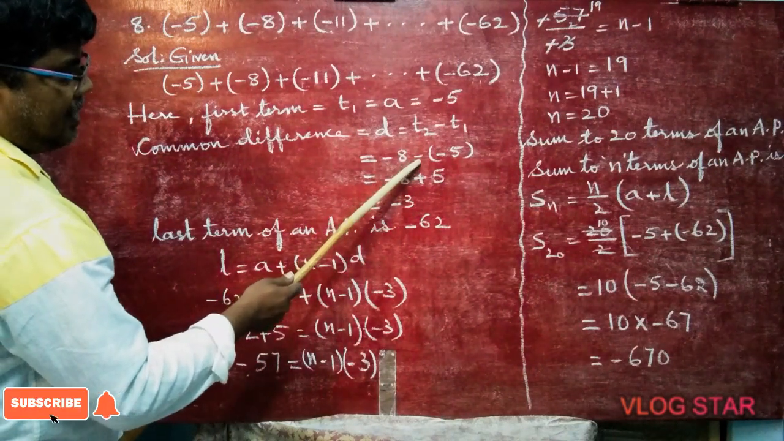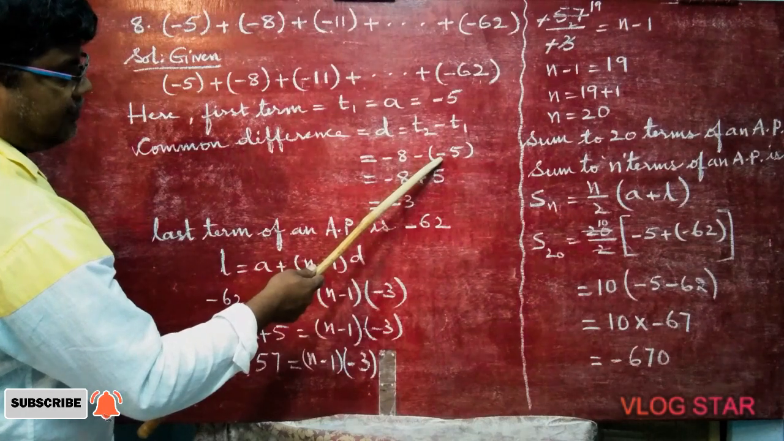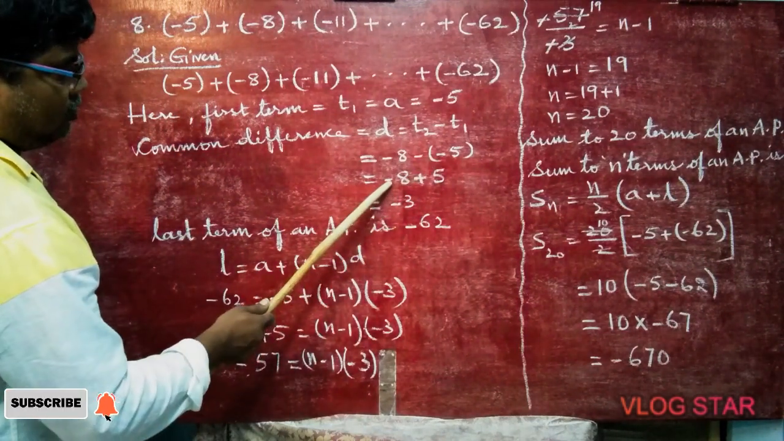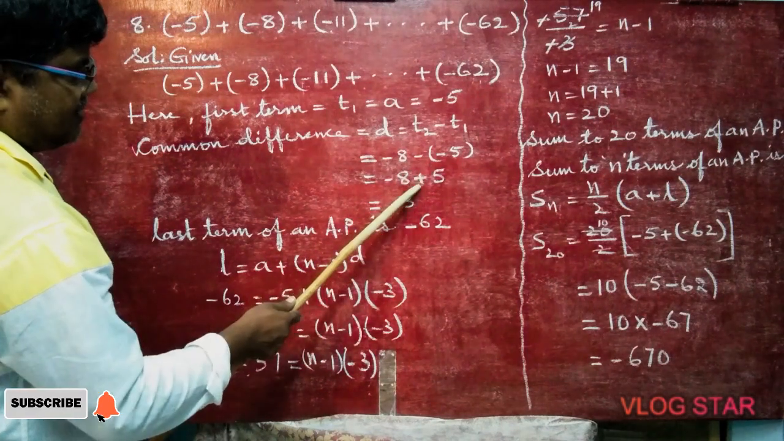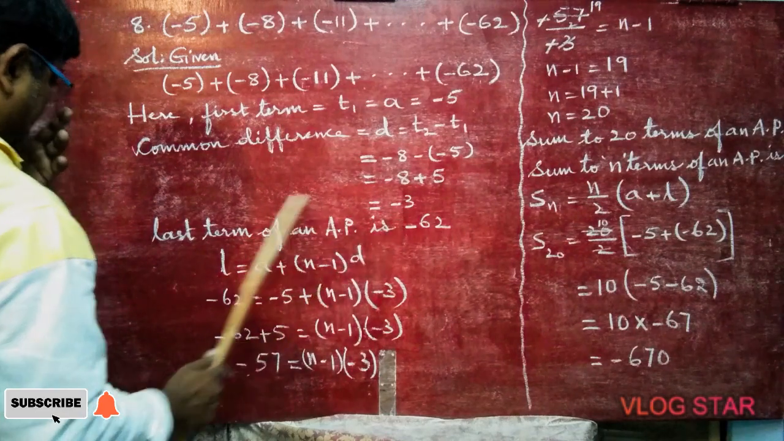Minus 8 minus of minus 5. This minus is from the formula, and this minus 5 is given in the problem. Here minus 5 is A, T1. So minus 8 minus into minus, plus 5. Minus 8 plus 5 is minus 3.